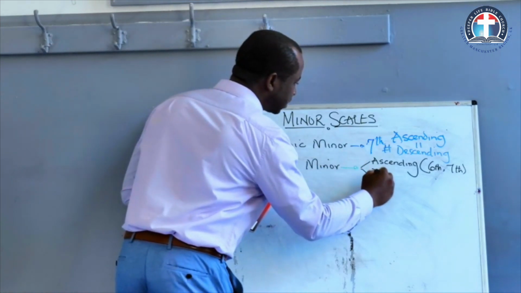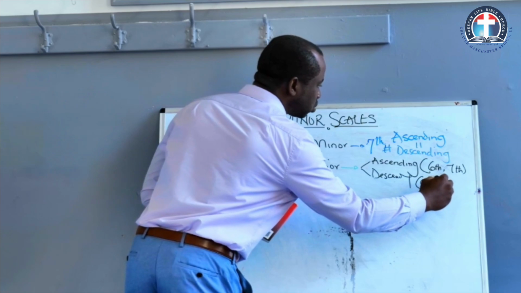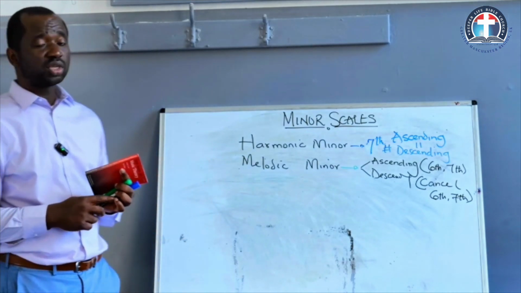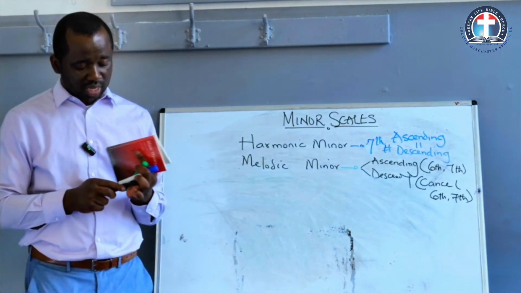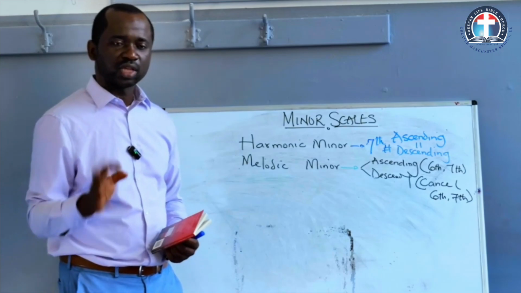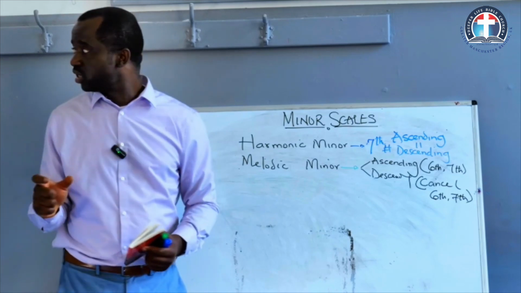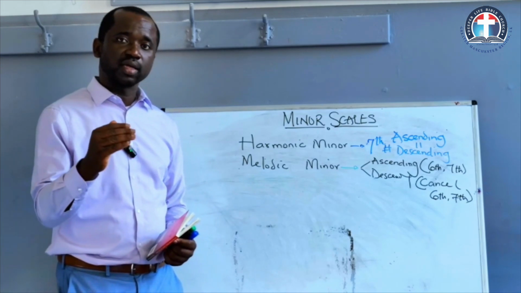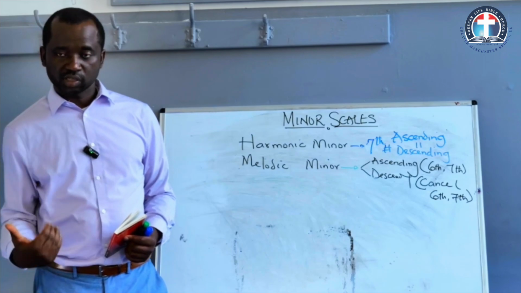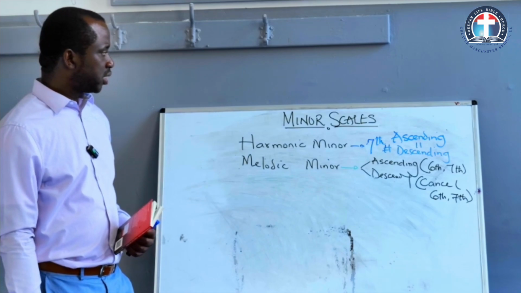But when you are descending, you cancel the sixth and the seventh that have been raised. You cancel it. And that's the major difference. So note that for harmonic, the seventh degree is always raised by a semitone. That's what gives it the harmonic nature. For melodic, when you are ascending, the sixth and the seventh degrees are raised by a semitone. But when you are descending, you return the notes back to their original levels. The sixth and the seventh, you return them back. So that's very important.